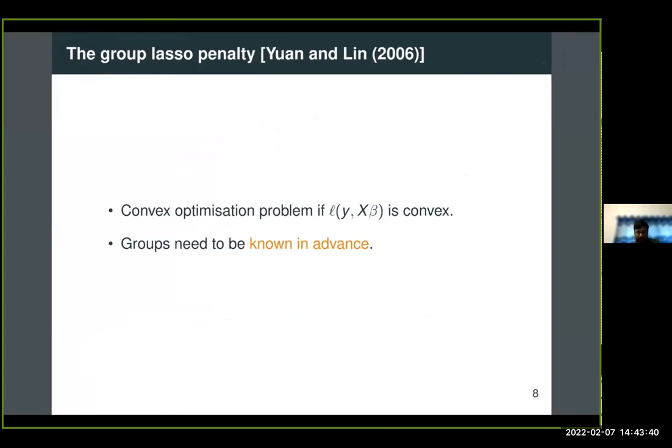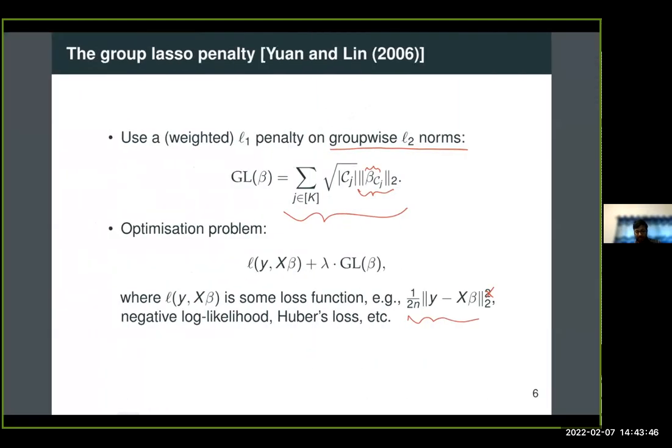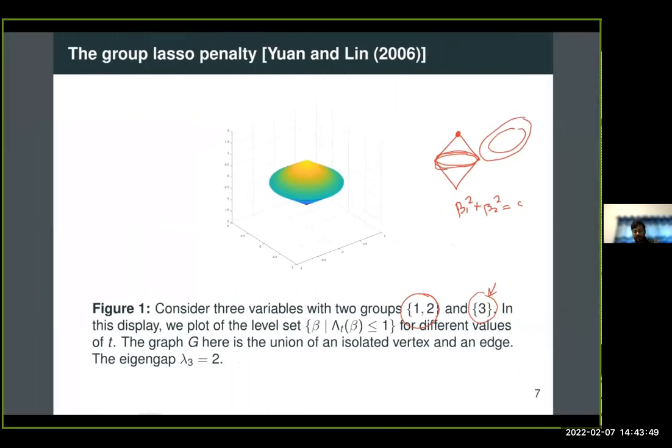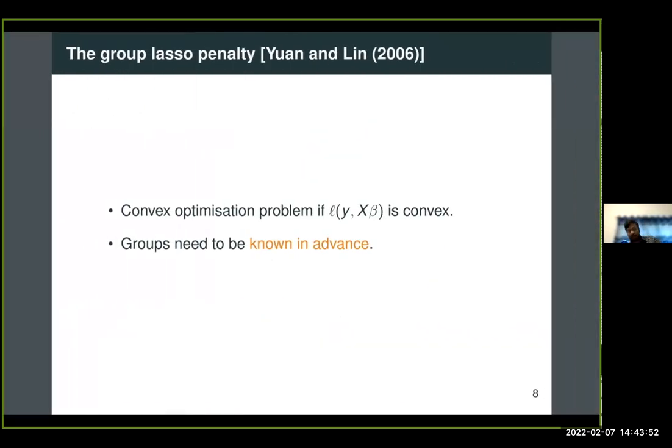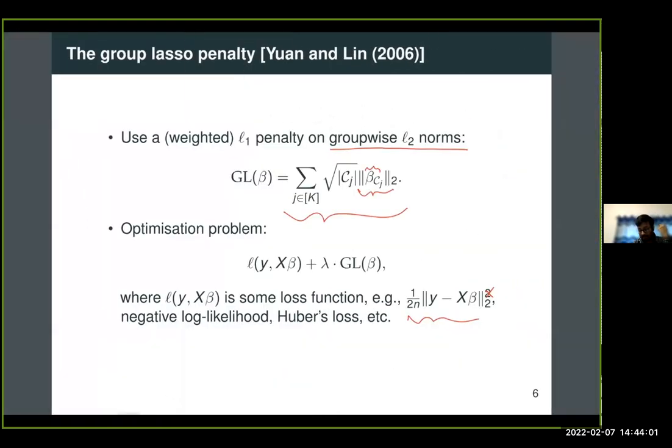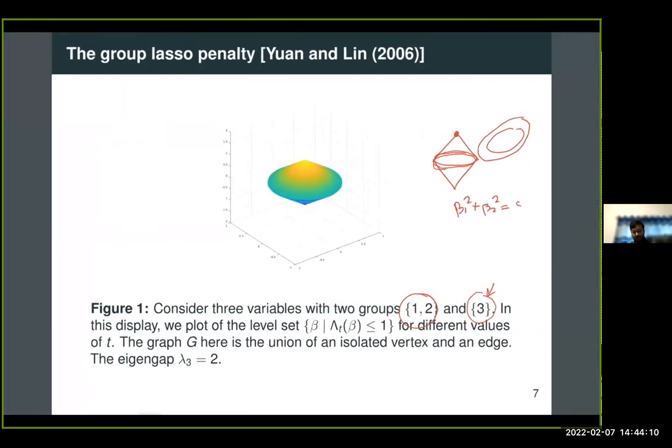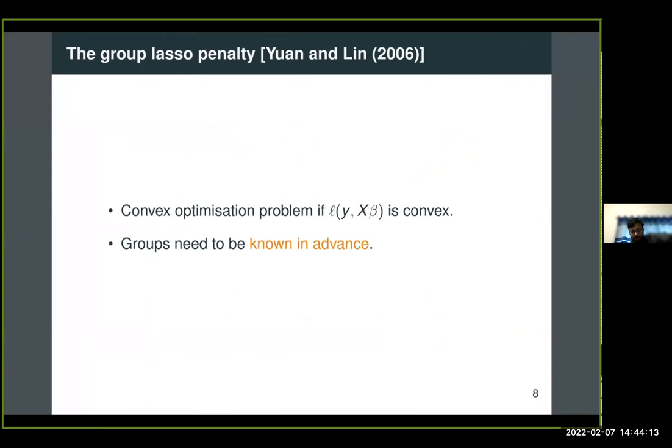Now, if your loss function L is convex, then this is again a convex optimization problem, because you are basically adding some weighted norms. So you could use convex optimization techniques to solve it. One problem with this is that groups need to be known in advance, because you are designing the penalty. So the design itself needs the groups C_j. Okay, so the groups need to be known in advance. So in this work we are proposing a new penalty which doesn't require the groups to be known in advance.